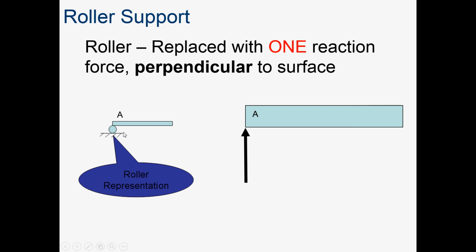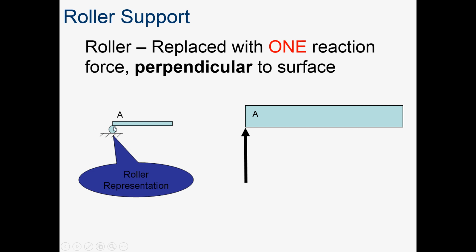We don't want to say that this is always a vertical force because you can also put rollers on walls. So if I had a wall with a roller connection, that roller connection would push out horizontally, perpendicular to that wall. So we want to say it's perpendicular to the surface it's sitting on. We do not want to say that it's up. All right. But the big thing is a roller is going to create one reaction force.